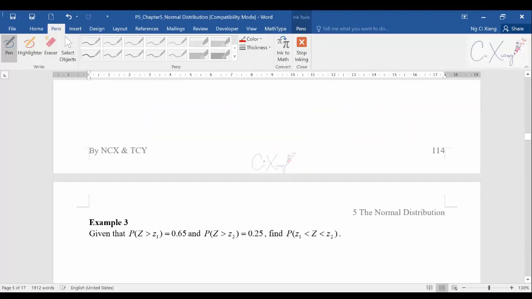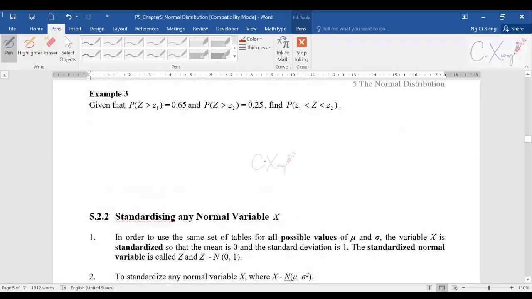Then after that, before you end the video for today, we will continue with example 3. Let's say they give you a probability like this, z greater than z2 is like this, then they want you to find out z1 and z2, where z is between z1 and z2.